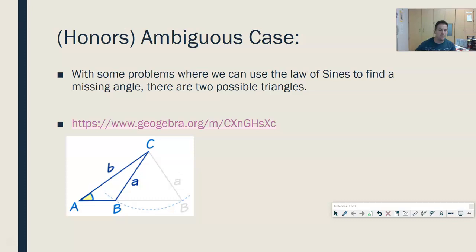For the last part of our Law of Sines lesson, we're going to talk about what's called the ambiguous case. This is an honors topic, but it addresses the fact that with some of these triangle problems where we can use the law of sines to find a missing angle, there are two possible triangles.